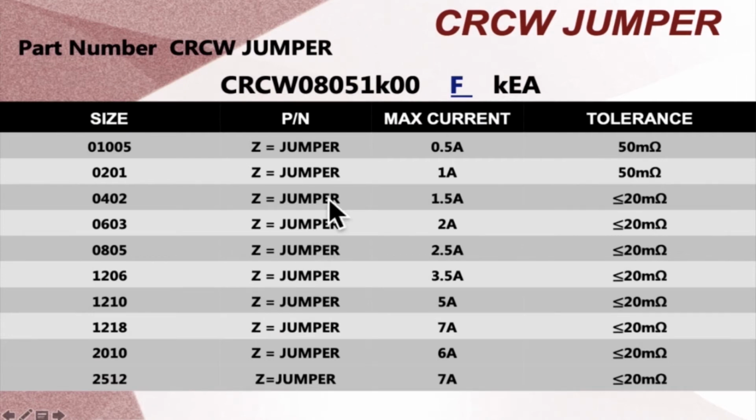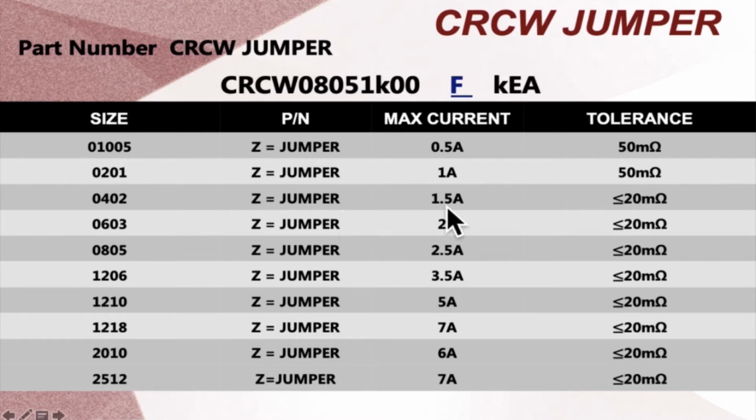I made a specific table for jumper because you will see that different sizes have different maximum current and, in some cases, different tolerance. 01005 is maximum current 0.5 amps, tolerance 50 milliohms. 0201, 1 amp, tolerance 50 milliohms.